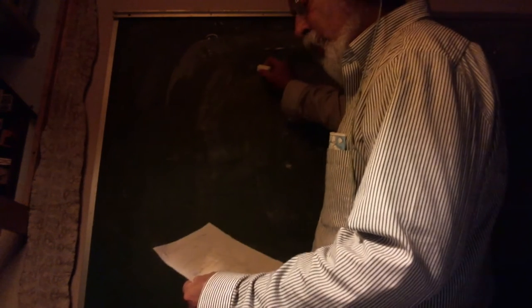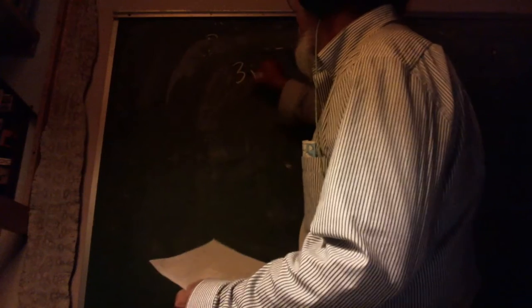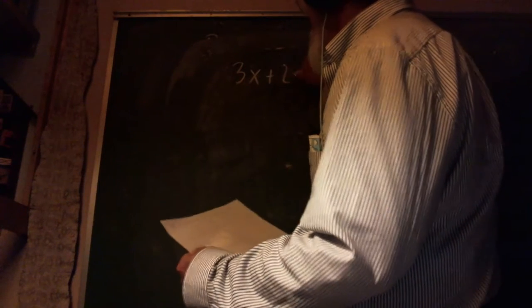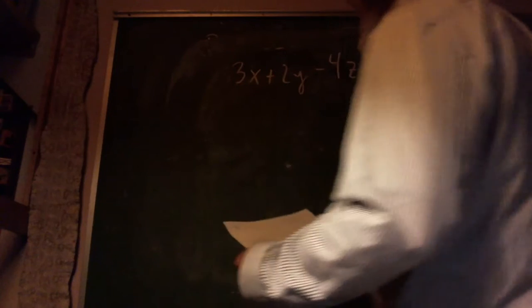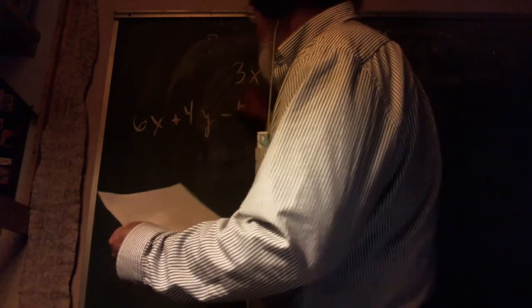Maybe you even tried it on your own. So the next question says, do we have parallel or intersecting planes. And that is 3x plus 2y minus 4z equals 3. And the other plane is 6x plus 4y minus 4z equals 6.